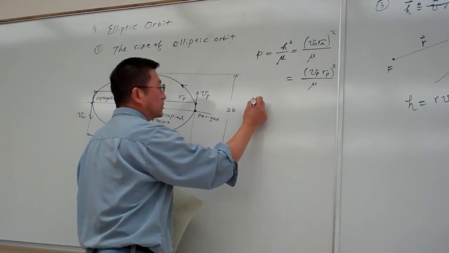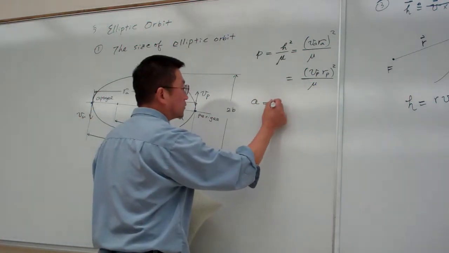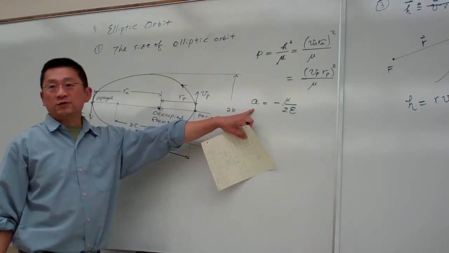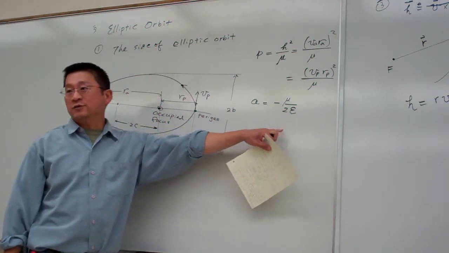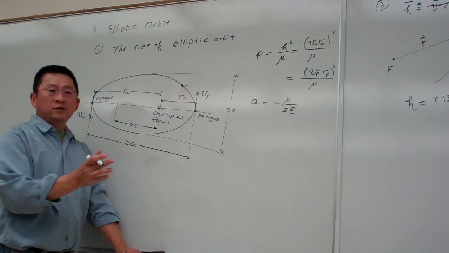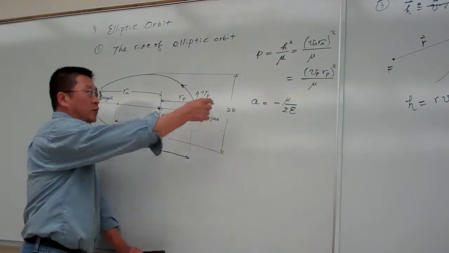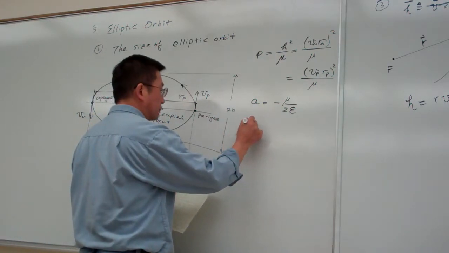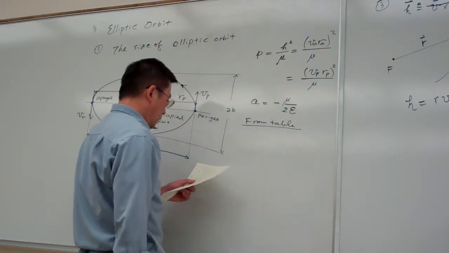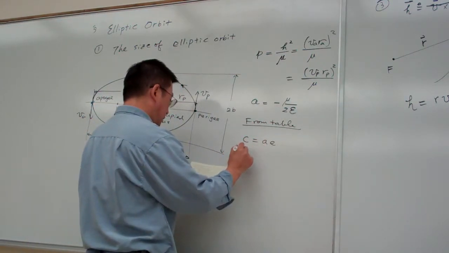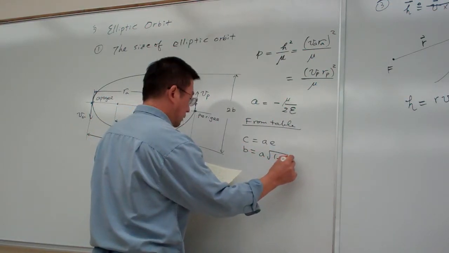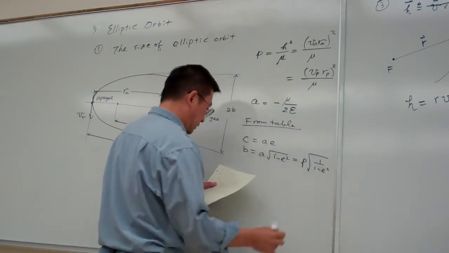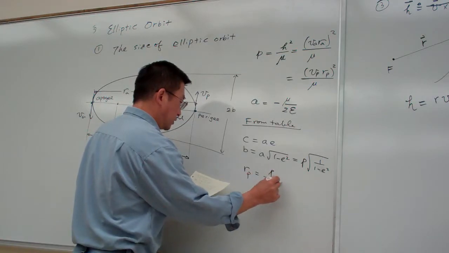Also, the value of a can be related to the mechanical energy: a equals minus mu divided by 2E. Here a is the geometric information about these conic sections, and E is the mechanical energy. So right now you can see in these sections I try to relate the orbit information like the energy or parameter to the conic section information here. Also, from the tables, we have c equal to a times e, and b equal to a square root of 1 minus e squared. So that is p times 1 plus e, etc.